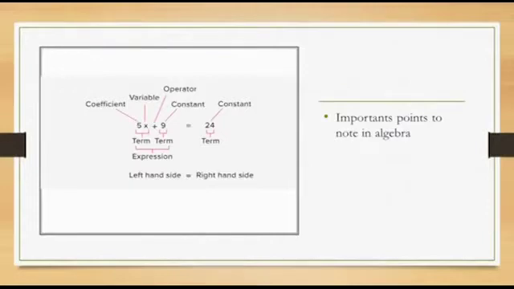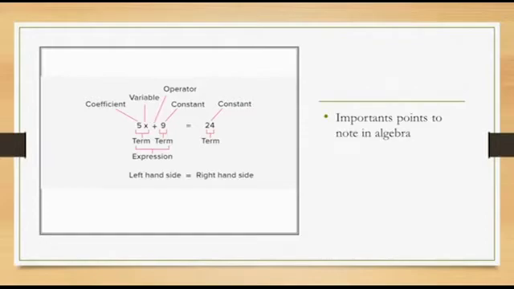Let's look at some points that we can note when we're doing algebra, just some simple things that we should know. As you can see here, the example we have is 5x plus 9 equals 24. So you have the left-hand side and the right-hand side, just for you to follow me. On the left-hand side, we have 2 terms. 5x is a term and 9 is a term. Now, the 5 that is beside the x is called a coefficient and the x is called a variable. The operation or the operator, what operation is being carried out in this particular expression, is addition. And the constant here is 9.